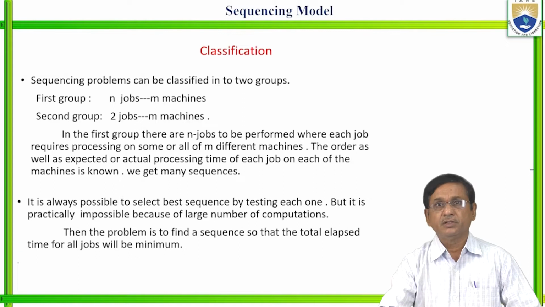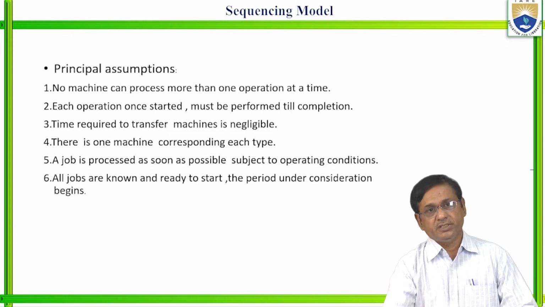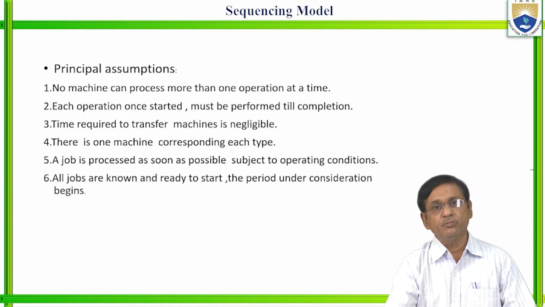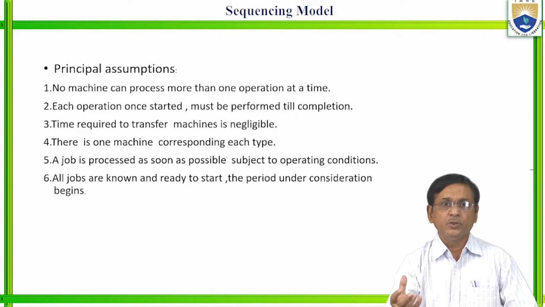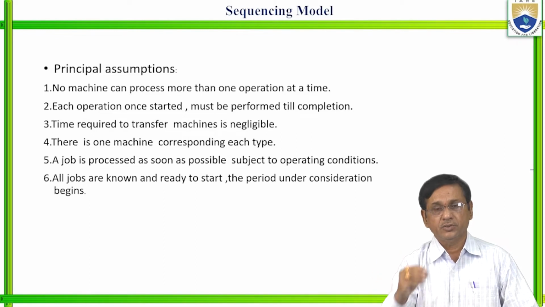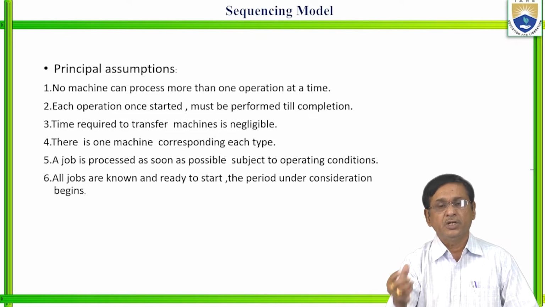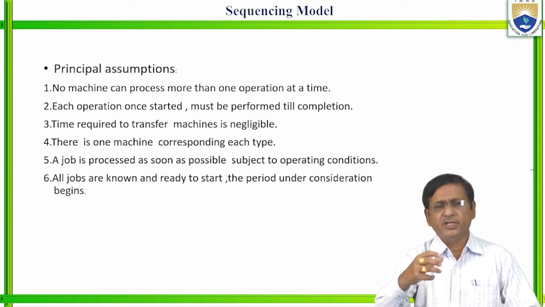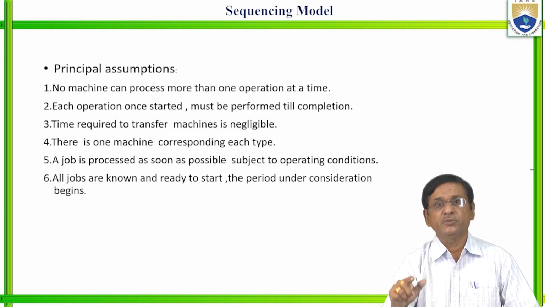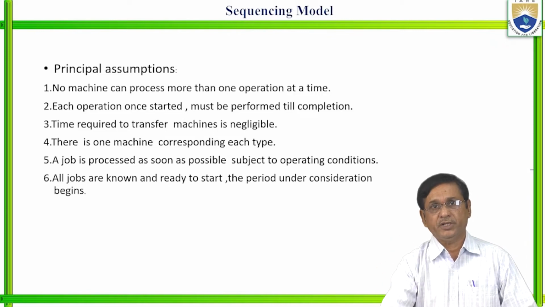Okay, then the main assumptions. No machine can process more than one operation at a time. That means even though we can do several operations on a particular machine, only one operation should be done on that machine at a time. On a lathe machine we can do turning, drilling, knurling and various other operations, but we have to use that machine for only one operation at a time.